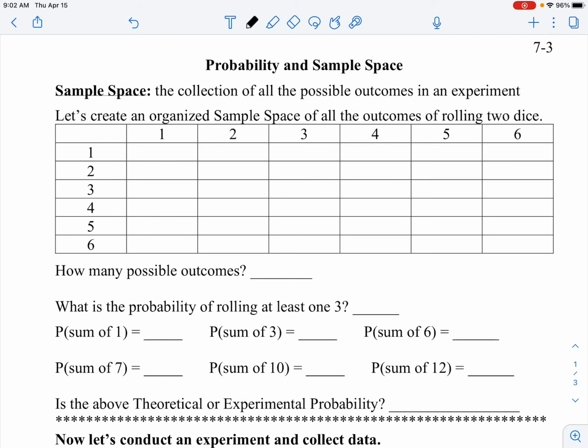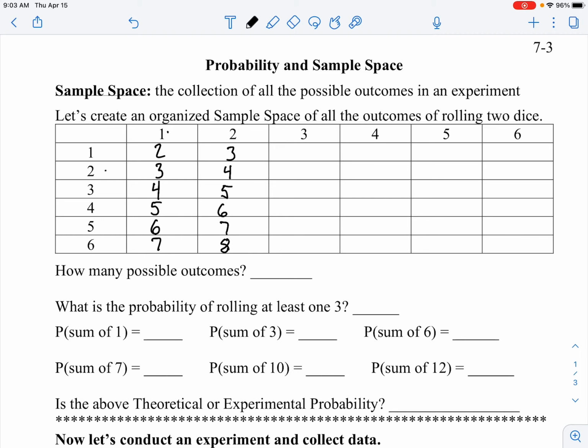So if we roll a 1 and a 1, when we add those together, of course, we're going to get 2. And if we roll a 1 on our first dice and a 2 on our second dice, then we're going to get 3. So we're just adding these together. We get 4 and 5 and 6 and 7. Now if I roll a 2 on the first dice and a 1 on the second dice, we're going to get 3. And then 2 and 2 is 4. 2 and 3 is 5, and 6 and 7 and 8.